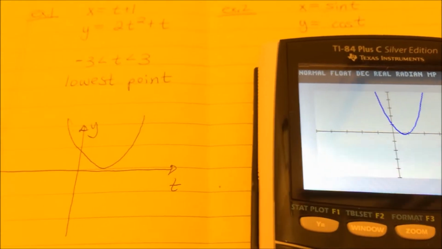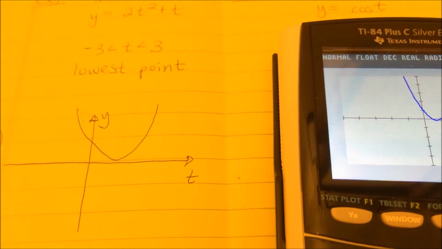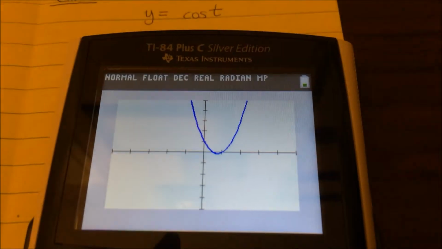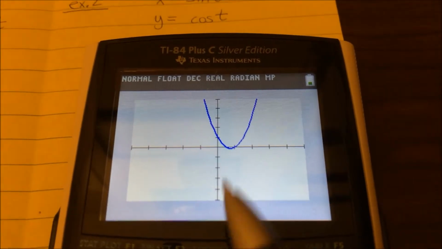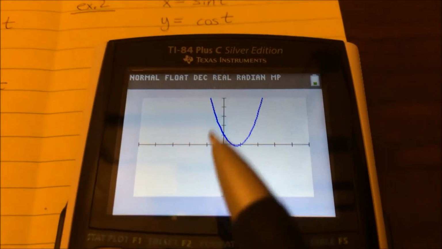Part B is asking you to put little arrows to show the direction that it goes. All right, so you probably didn't even pay attention to that. You just saw that graph and you were hoping that it would graph out something spectacular, but it didn't. It was just a parabola.